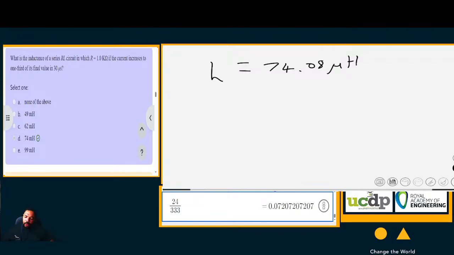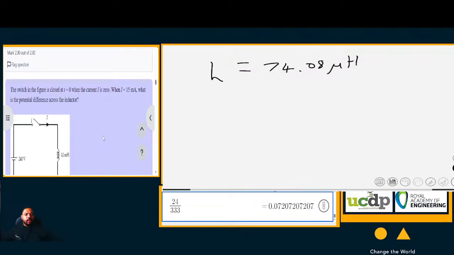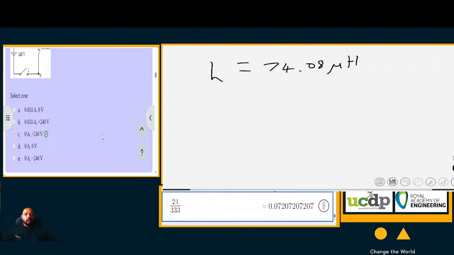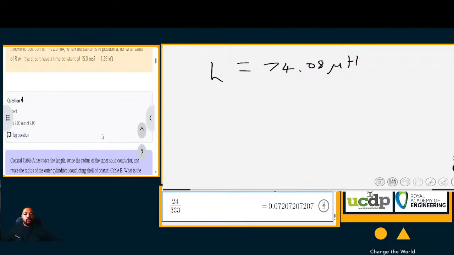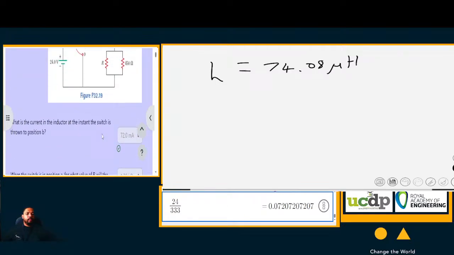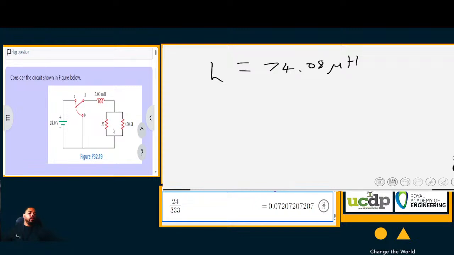I got 33 because I rounded earlier on. What was the problem? It was the problem regarding, is it this one? No. Is it this one? No. It's here. Oh, the equivalent resistance. Okay. The equivalent resistance. When I worked it out, where did I get 333?